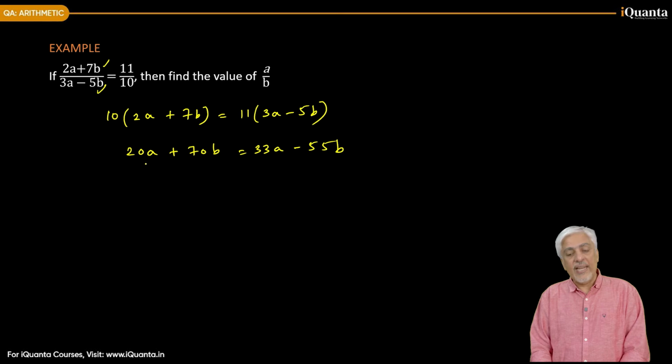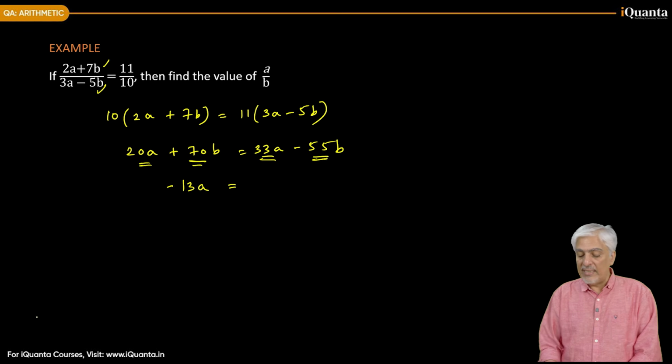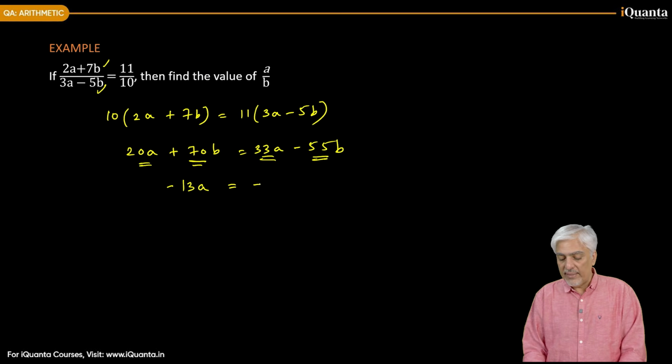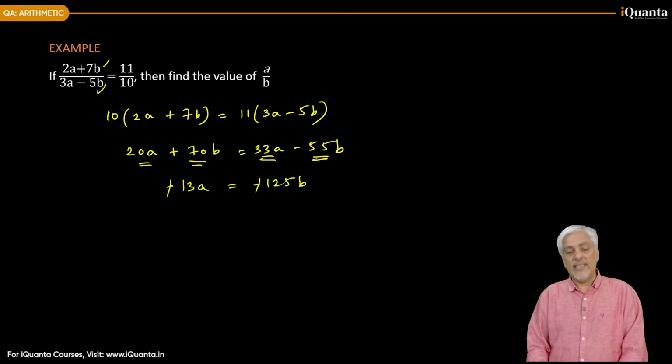Let's bring all the a's on one side. So 20a minus 33a will give me negative 13a, and negative 55 minus 70 should become negative 125b. The negatives cut out on both sides, and I'll get a upon b as 125 upon 13.